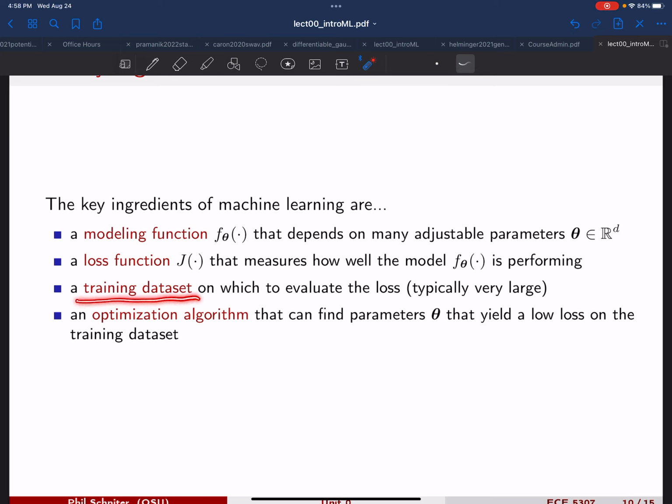Okay, now you need a training data set. You need to see many, many examples in order to train your model. And then finally, you need an optimization algorithm, which is going to figure out how to adjust those parameters theta to minimize the loss on average over your training data set. That's how it all comes together.